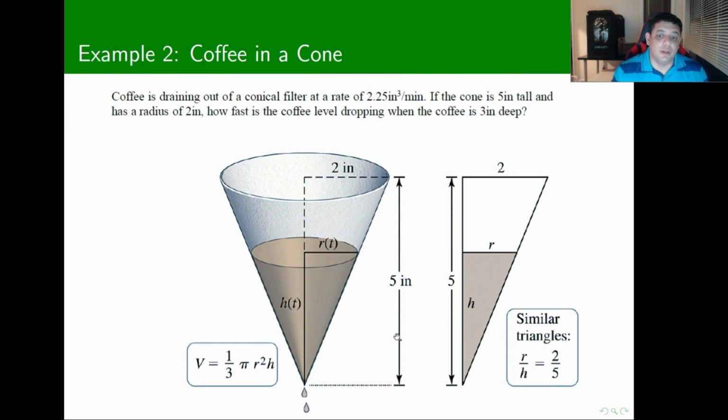Now the full conical filter is 5 inches tall and it has a radius of 2 inches. But the coffee, we don't know the relationship. We have that the coffee has a certain radius and a certain height. And if we have the information about the volume of the cone, we can talk about the volume being 1/3 pi r squared h. So with this, we can discuss the volume of both the cone and the coffee.